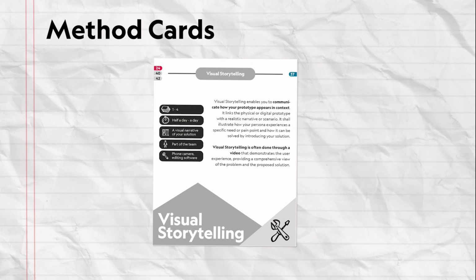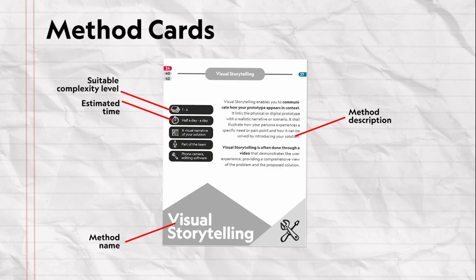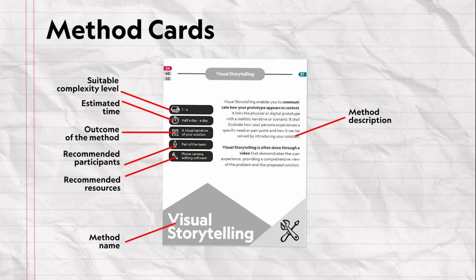Firstly, on the front bottom of the card, you see the name of the method. On the right side, there is a quick description of what the method is all about. On the left side, you can see a recommendation as to which levels of complexity the method is particularly suitable for. Next to it is an indication of how long it takes to carry out the method. Below that, an indication on what kind of outcome you can expect after applying the method. Below that, an indication of which stakeholders should be involved, as well as a list of all the resources and materials you need to successfully carry out the method.